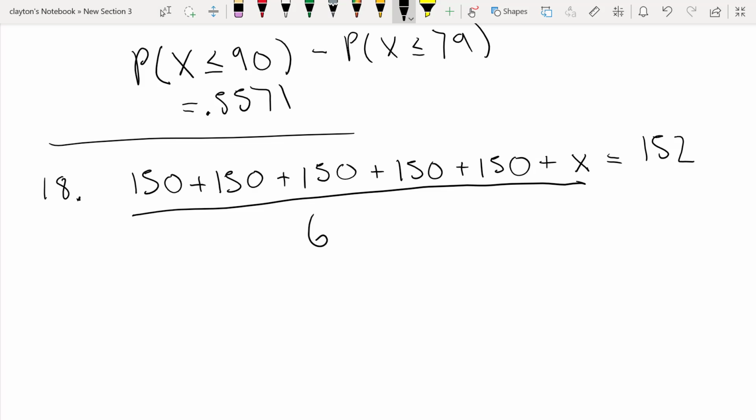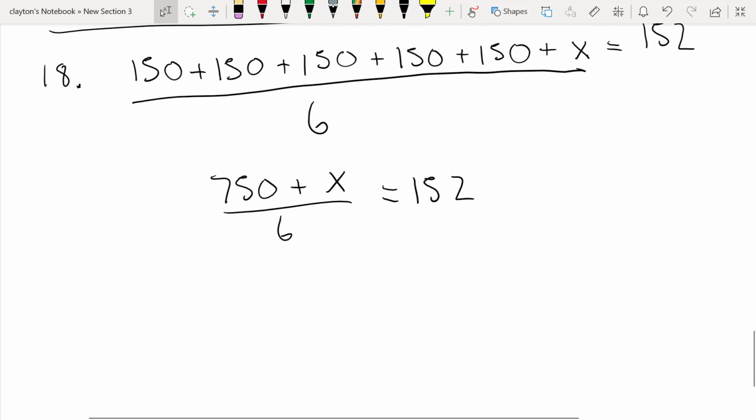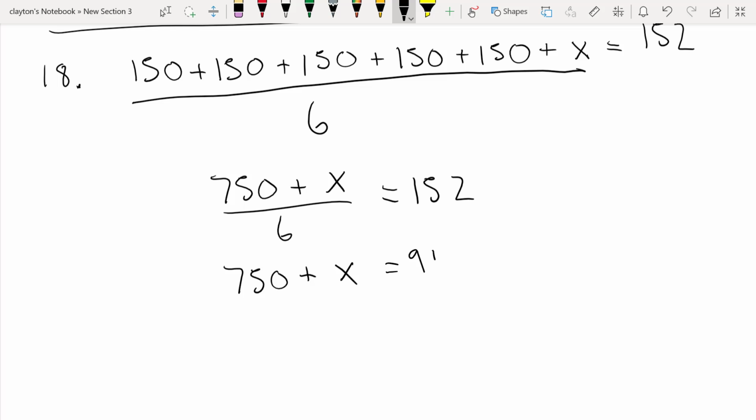So in our case, we have 150 times 5, right? That's going to be 750 plus X over 6 is equal to 152. If I multiply both sides by 6, 912, I think sounds right. 600, 312, there we go. 912. And if I minus 750 on both sides, I'm going to get 162.